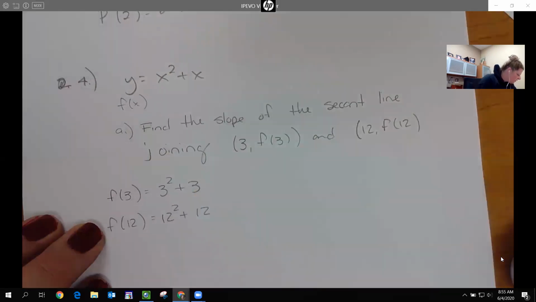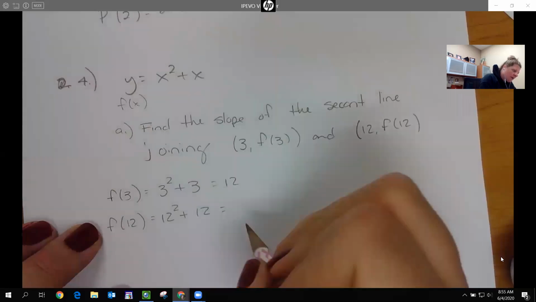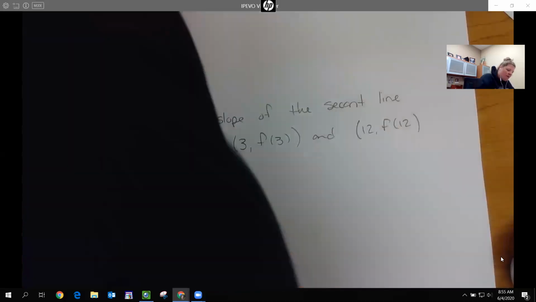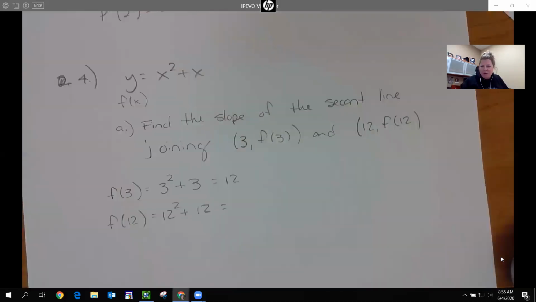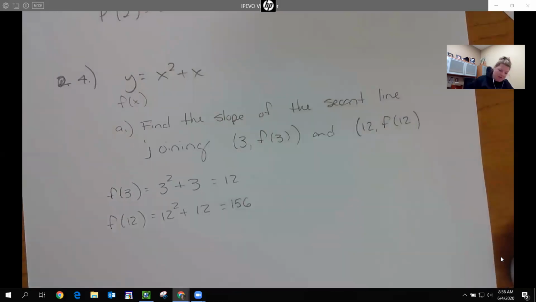Okay, so 3 squared is 9, 9, 10, 11, 12. This is going to be 12. 12 squared is 144. 144 plus 12, I suddenly can't do in my head. I don't know why. You probably already have it. 144 plus 12 is 156. I don't know why. That just didn't want to add in my head. So those are our two values that we have for this one and this one.